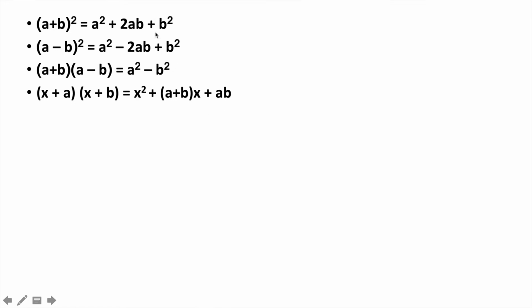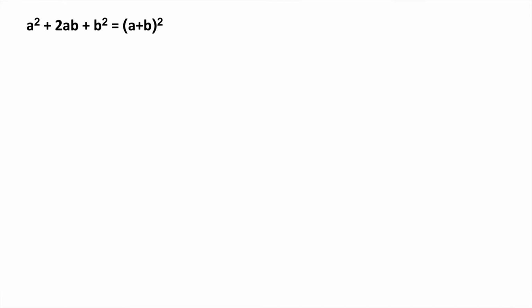So the polynomial will be given in the form of the right hand side, and we should find the factors as in the left hand side. We will discuss them one by one. Let's start from the first identity. I will write one example here.